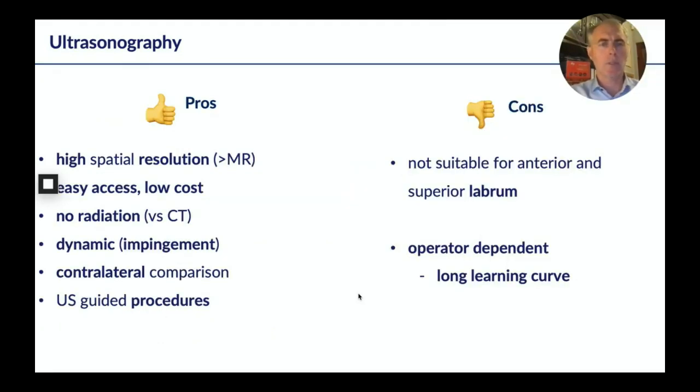So we need other modalities like ultrasonography. It has a lot of advantages like high resolution, easy access, low cost, no radiation. It may be dynamic. It may allow us to evaluate the contralateral shoulder and perform some procedures. However, it's limited for the labrum anteriorly and superiorly, and also it's operator dependent.